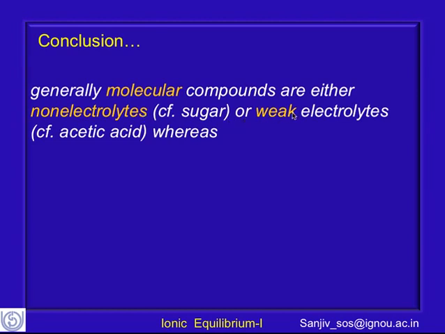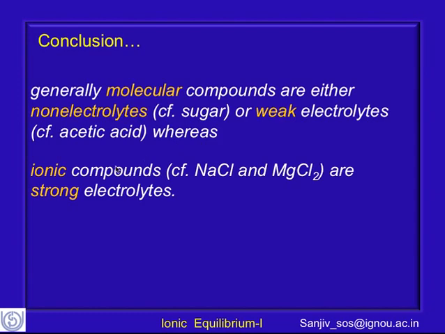Or they can be weak electrolytes. For example, we take acetic acid or even ammonia; that also is a weak electrolyte. On the other hand, the ionic compounds, say sodium chloride or magnesium chloride, are strong electrolytes. So that is very, very important.